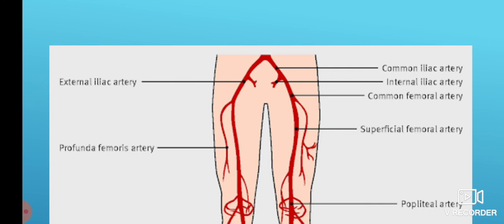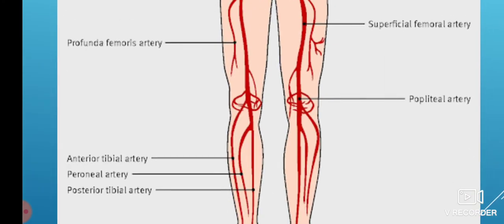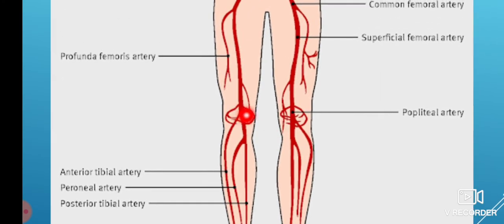In the thigh region it is called the femoral artery. This femoral artery reaches the knee where it goes behind the knee, in the popliteal fossa. In the popliteal fossa, it changes its name into popliteal artery. So the femoral artery continues as the popliteal artery in the popliteal fossa. Now the artery is behind the knee joint.